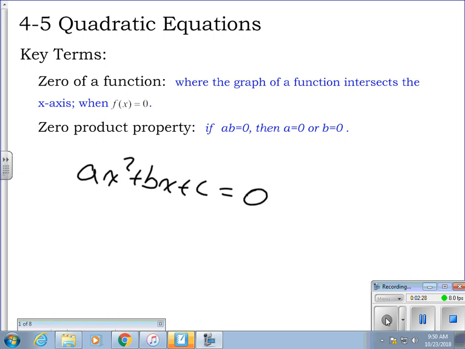If I have x squared plus 3x equals 5, well, there are literally an infinite number of numbers I can multiply together to get 5. And so that won't work. It has to be equal to 0, or this doesn't work. You cannot solve by factoring otherwise. Okay.